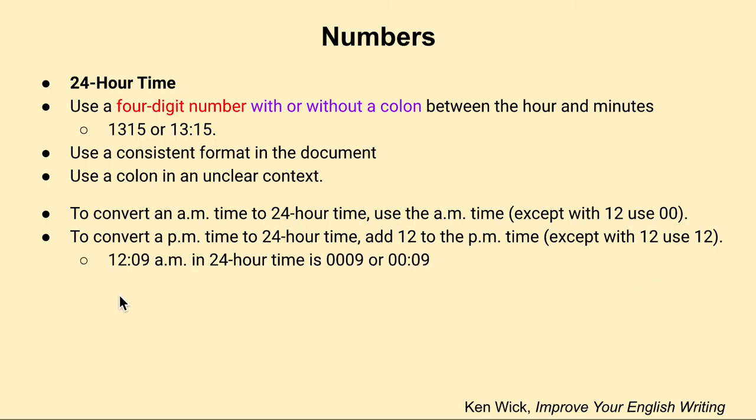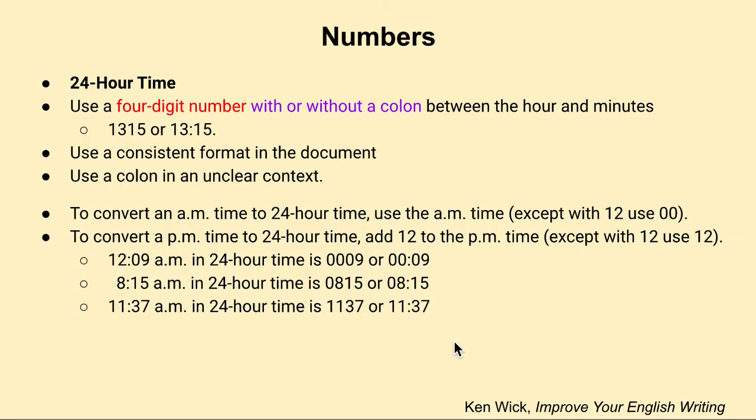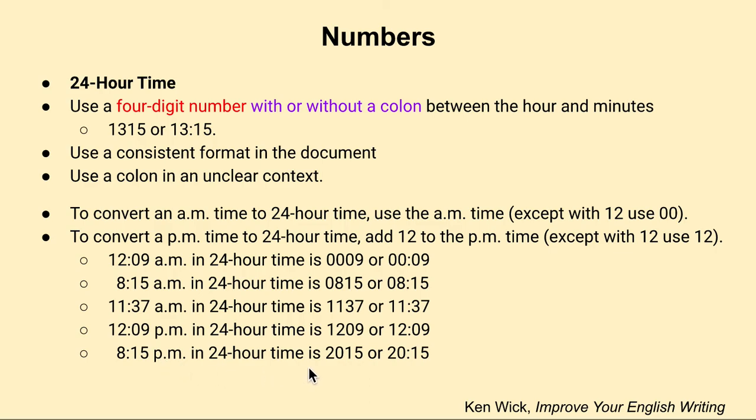So just some examples: 12:09 a.m. in 24-hour time is 0009 or 00:09. And 8:15 a.m. in 24-hour time is 0815 or 08:15. And 11:37 a.m. in 24-hour time is 1137 or 11:37. And 12:09 p.m. in 24-hour time is 1209 or 12:09. And 8:15 p.m. in 24-hour time is 2015 or 20:15.